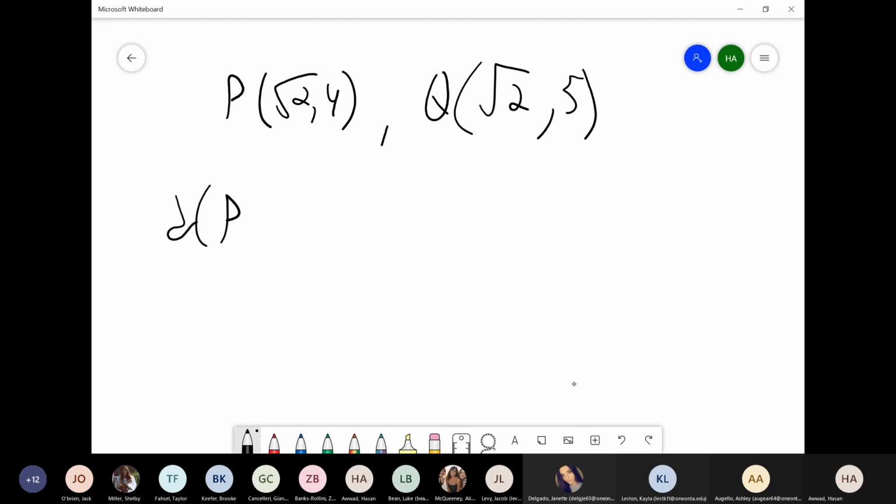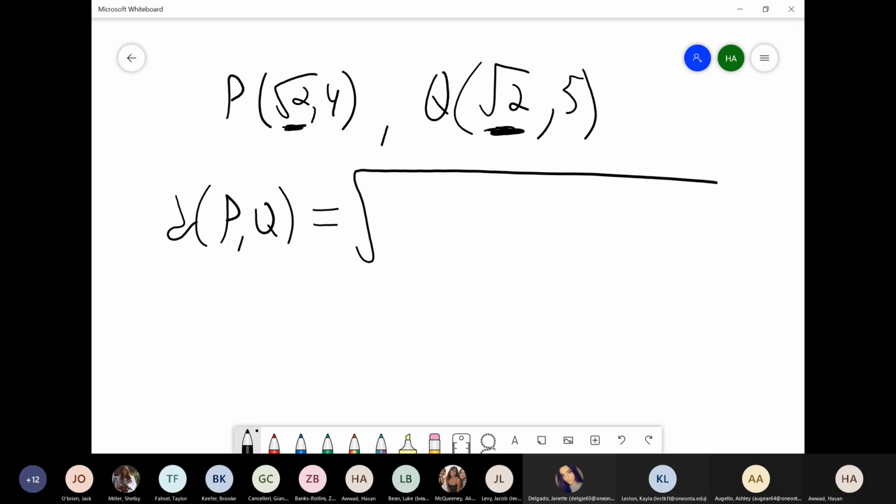So d PQ, the distance between points P and Q, is going to be equal to the square root of, okay, so this is why it being square roots really doesn't matter, because notice that we have the same exact number for both x elements. We have the square root of 2 for the x element of P, and the square root of 2 for the x element of Q.